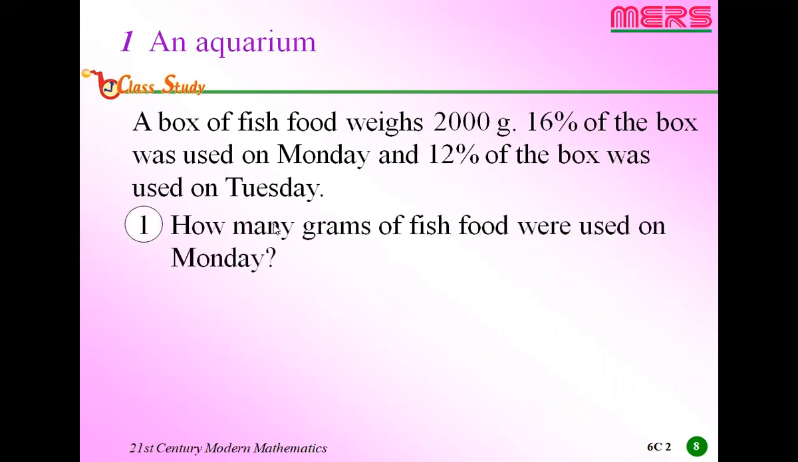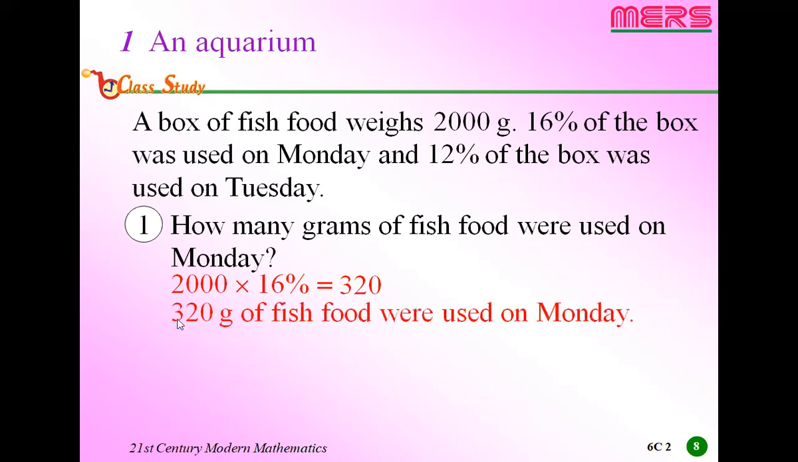So question 1 is, how many grams of fish food were used on Monday? Just use the total 2,000 times the percentage used on Monday, which is 16%. Okay, and then do the calculation. You can find the answer to be 320. All right. You can also use estimation to check your answer. You can say 16% is close to 20%. So 20% of 2,000 would be 400. So you should get something close to 400.